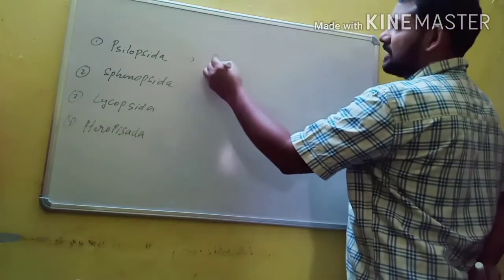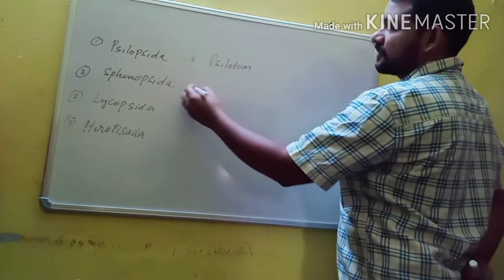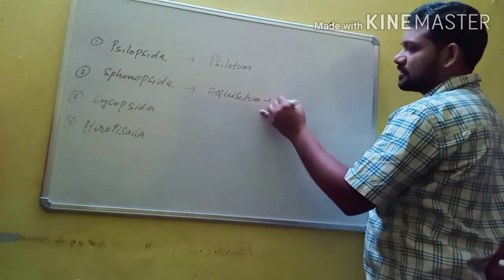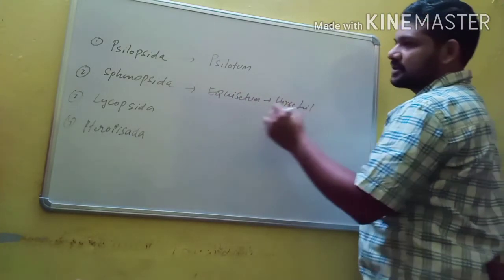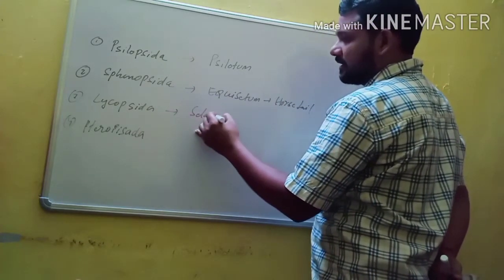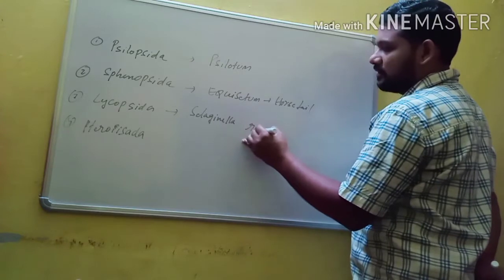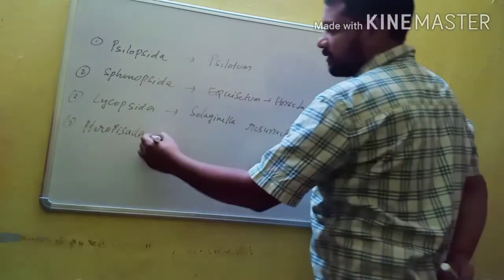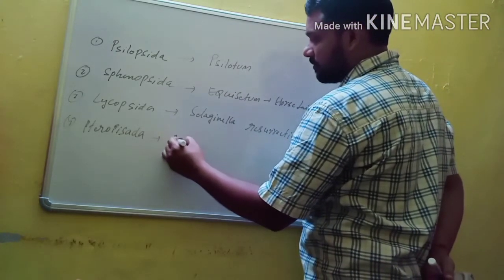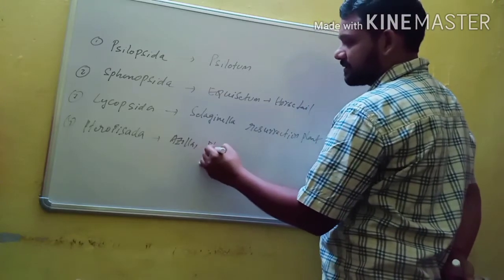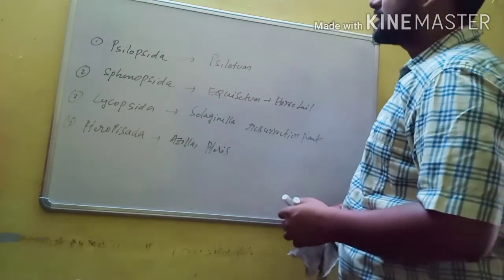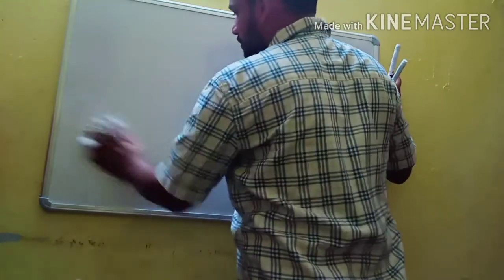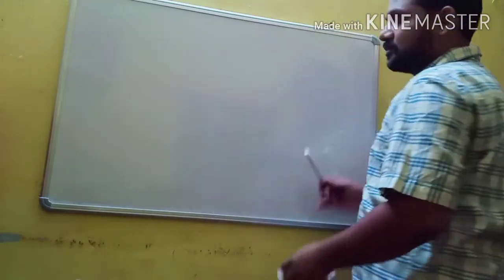For Psilopsida, the example is Psilotum. For Sphenopsida, Equisetum, generally known as horsetail. For Lycopsida, Selaginella, which is also called the resurrection plant. For Pteropsida, Azolla is one example, and Pteris. So these are some examples for each class of pteridophytes. For each class there are diagrams in the NCERT textbook, so you have to refer to the NCERT textbook for the diagrams.